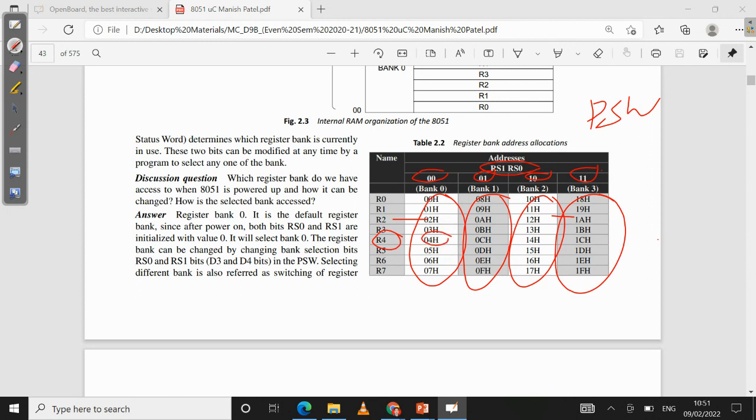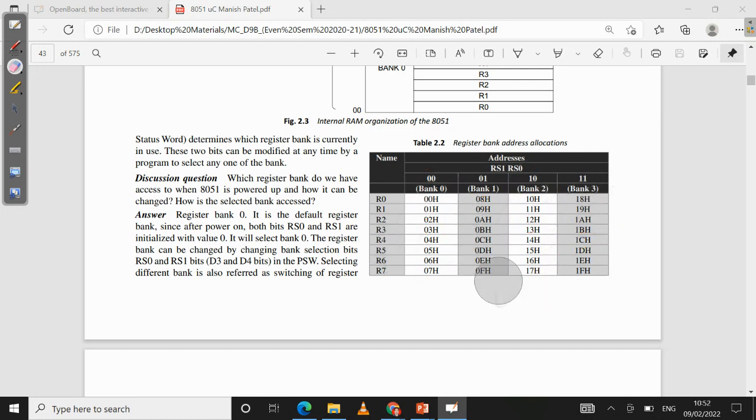For bank 1, the address is 0CH. For bank 2, the address is 14H. And for bank 3, the address is 1CH. So that is the meaning of this particular table. Yes, you have to learn this by heart. This is simple because it is a continuation: 0 to 7, 0 to 7, 0 to 7, then 08 to 0FH, then 10 to 17, and 18 to 1F. If sometimes the question is asked, you should know this.